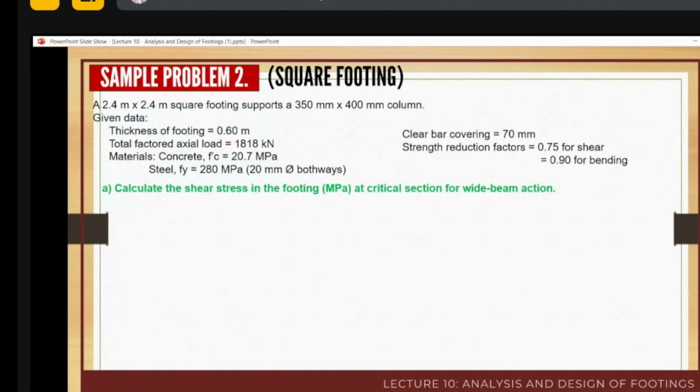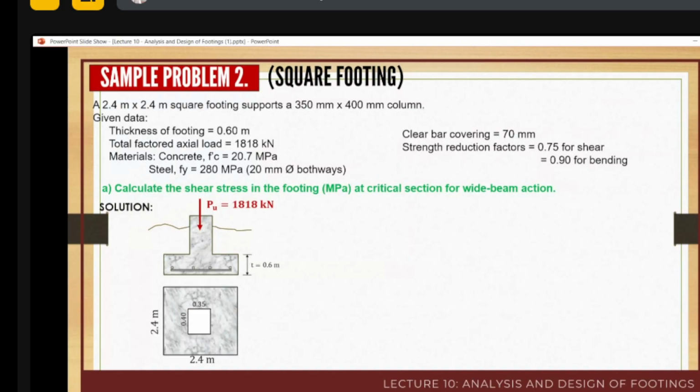So how to solve this? Let's draw the formula and the problem. Total thickness, 600 mm or 0.6 meters. The factored load carried by the column is 1,818 kilonewton. Our column dimension is 350 by 400 mm, and the footing dimension is 2.4 by 2.4 meters.